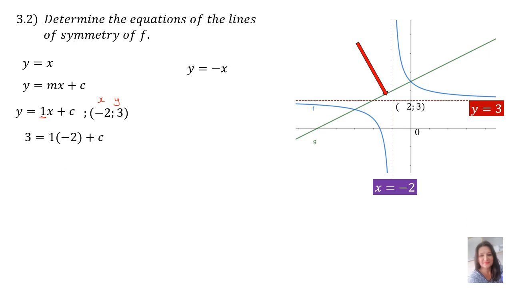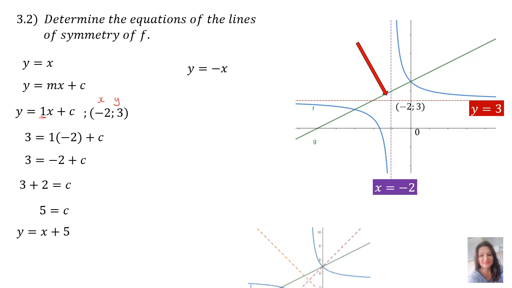Therefore, 3 is equal to 1 times negative 2 plus c. 3 is negative 2 plus c. Let the negative 2 walk across. It becomes plus 2, and c is 5. Therefore, your first equation for your line of symmetry is y is equal to x plus 5.